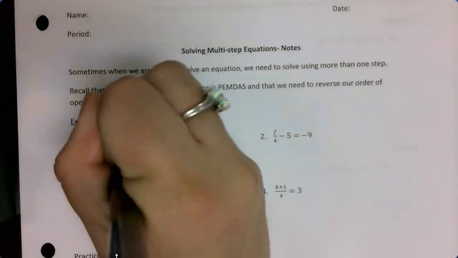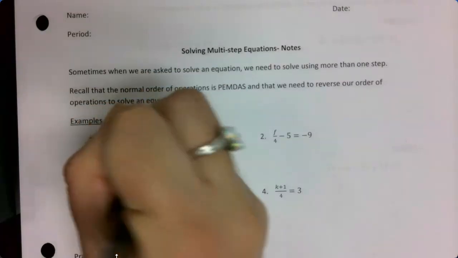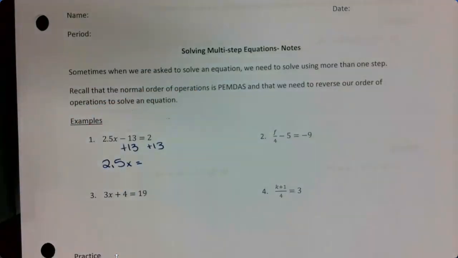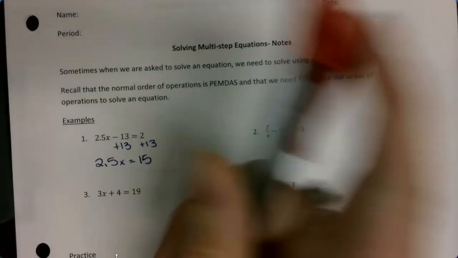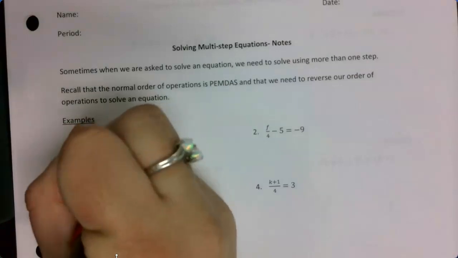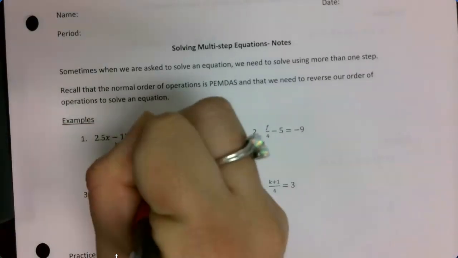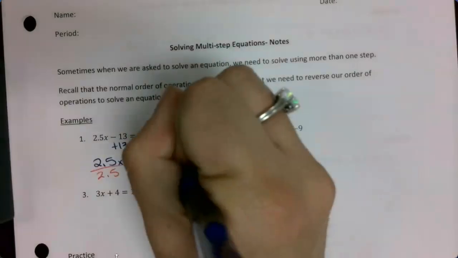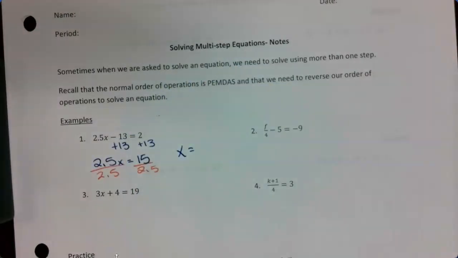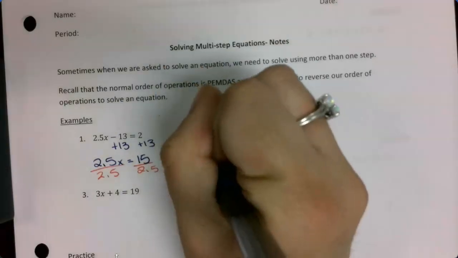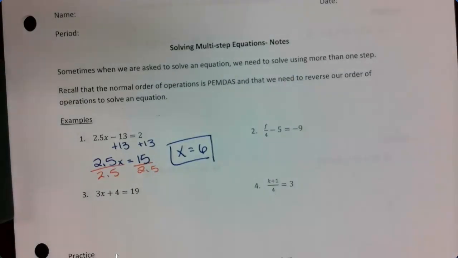Add 13 to both sides. So then I have 2.5x equals, what's 2 plus 13? 15. And then what do I want to do to get x alone? Divide by 2.5 on both sides. What is 15 divided by 2.5? And if you need a calculator, I have some in the back corner.